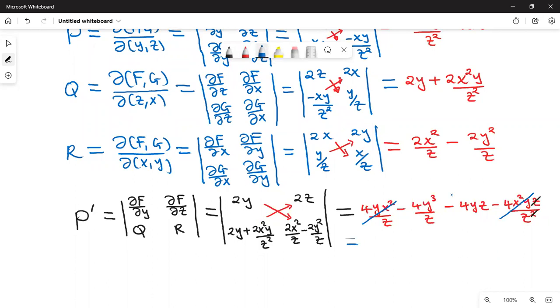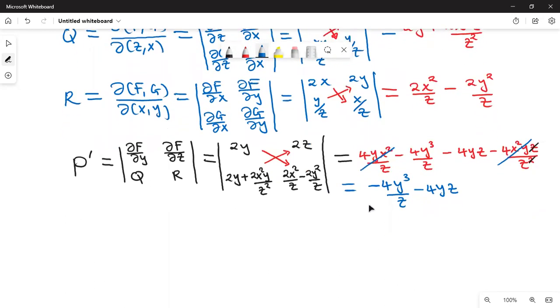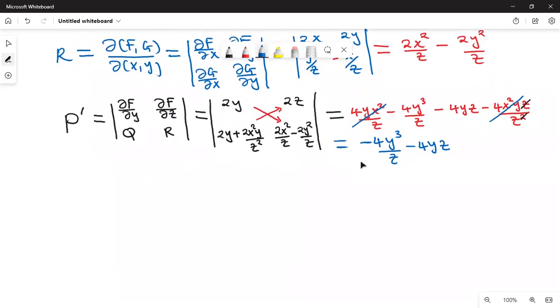This is the same as, let me write in a proper manner, negative 4y cubed over z minus 4yz. And you see, I can see 4y is common. 4y is common. So this you can as well write as, because negative 4y is common, so negative 4y.